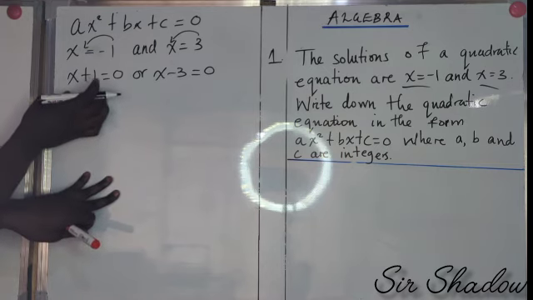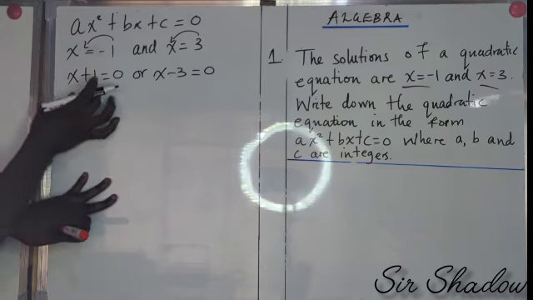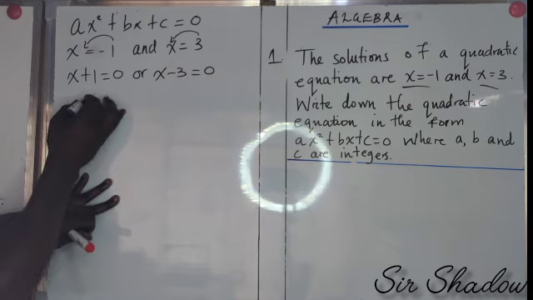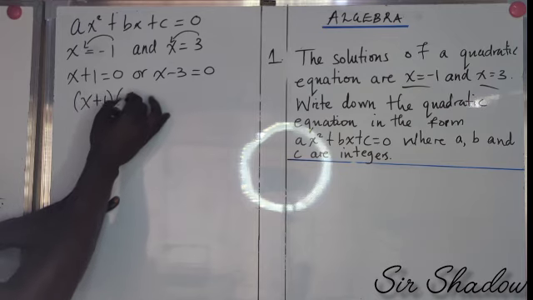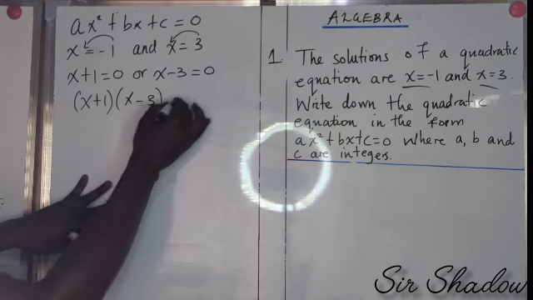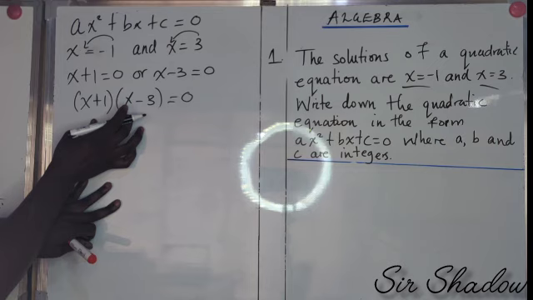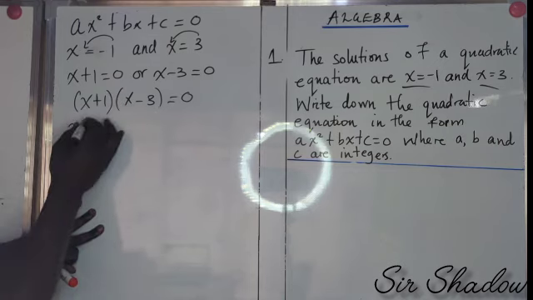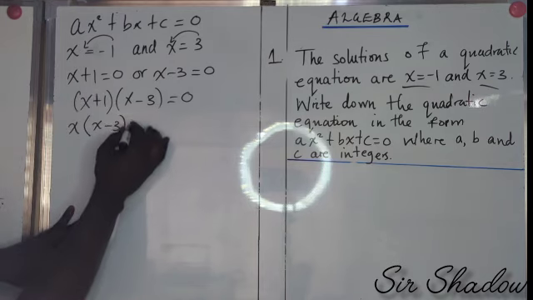So meaning to say, there is this factor. I'm managing to convert from a root to a factor, from this factor, and also I have this factor. I have to make it a product of those two factors, then equate to 0. So I have to say (x + 1) multiplied by (x - 3) should be equal to 0. Now I have to expand this. This x multiplies this, then the +1 here multiplies this.